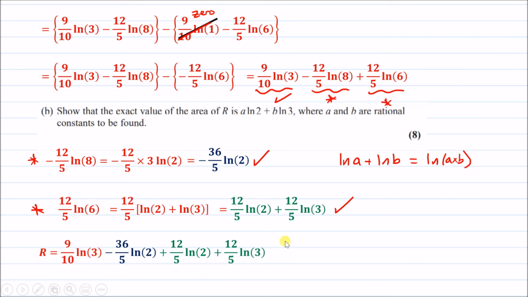That's it. And all you do is collect like terms, yeah? So in our calculator, we can say 9 over 10 plus 12 fifths, and minus 36 over 5 and 12 fifths. So do them separately, you should get two terms. Minus 24 over 5 for ln 2 plus 33 over 10 for ln 3. And that's it, guys. We've done the question. In the mark scheme, however, they'll give you a decimal form. So they'll write this as 3.3 and minus 4.8. So both is fine, guys. Both is fine.